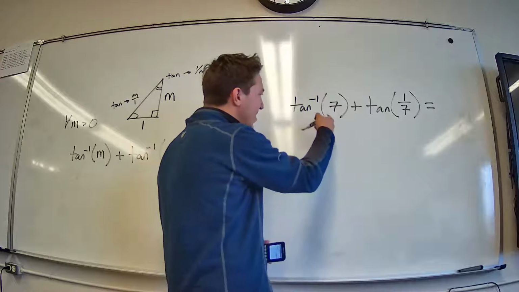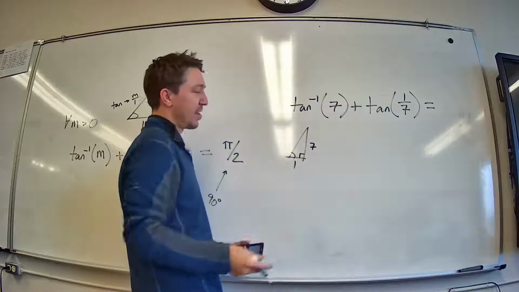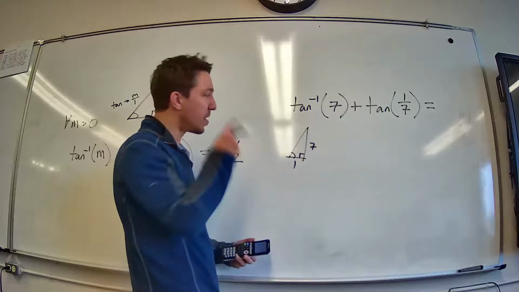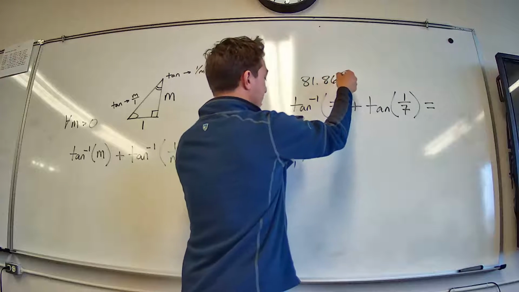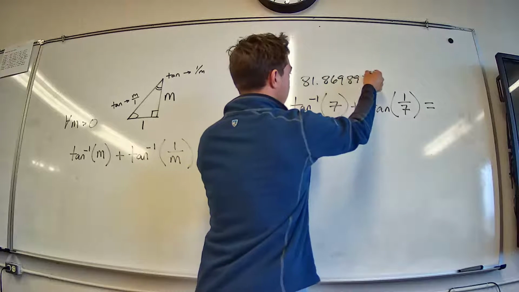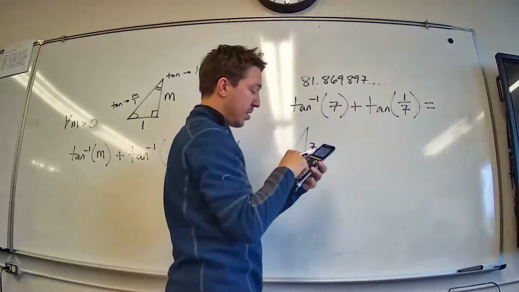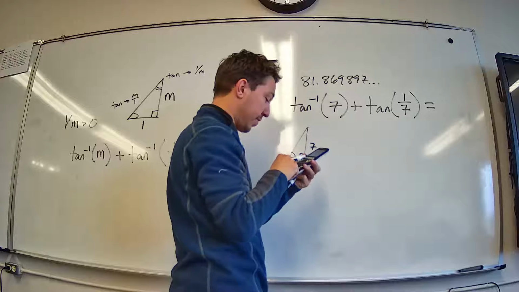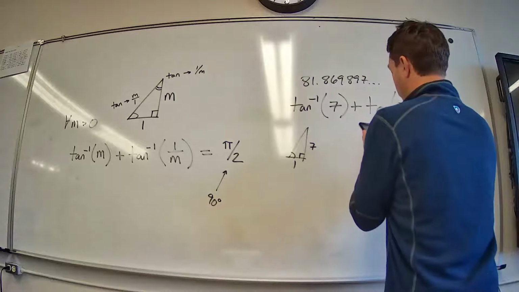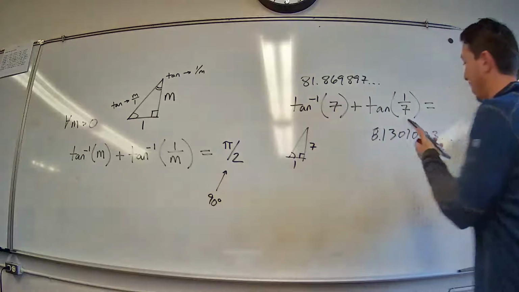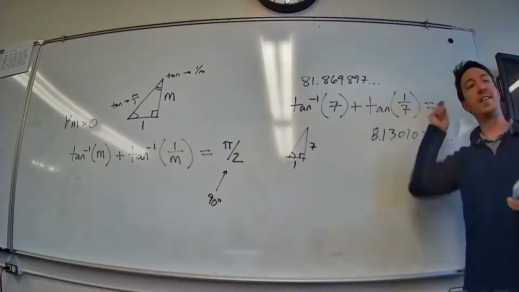29.27742. No, bro. 7. If your triangle was a 7 and a 1, this angle would be pretty fat, right? Anyway, so this angle is 81.869897 degrees, and this angle, if I type in inverse tangent 1/7, is roughly 8.130103. And it just so happens, well, it doesn't just so happen, but those add up to 90.